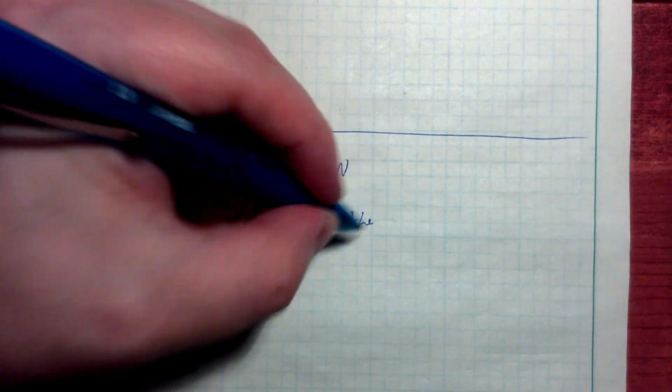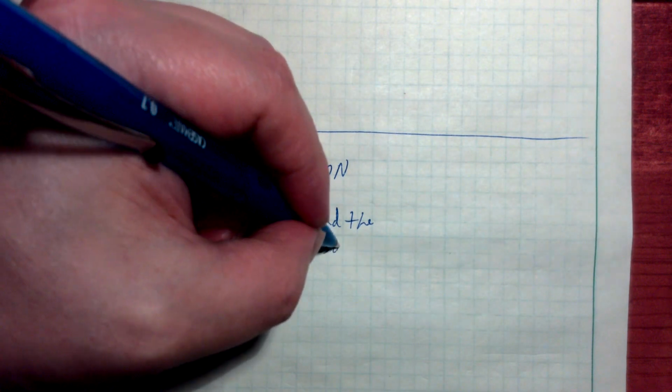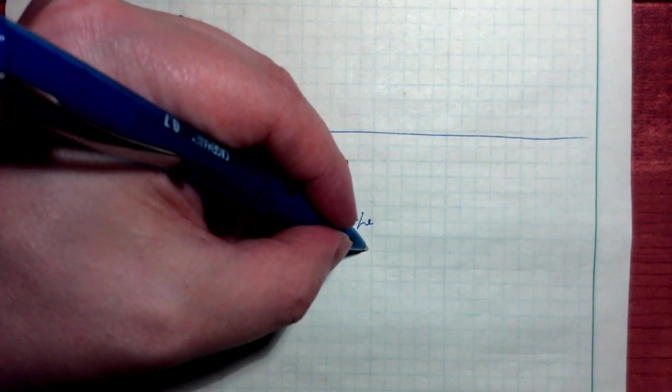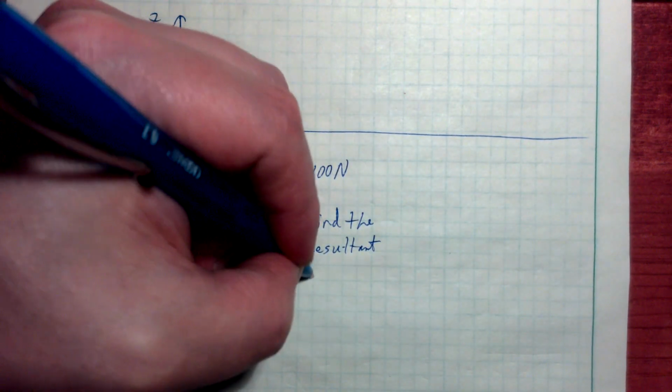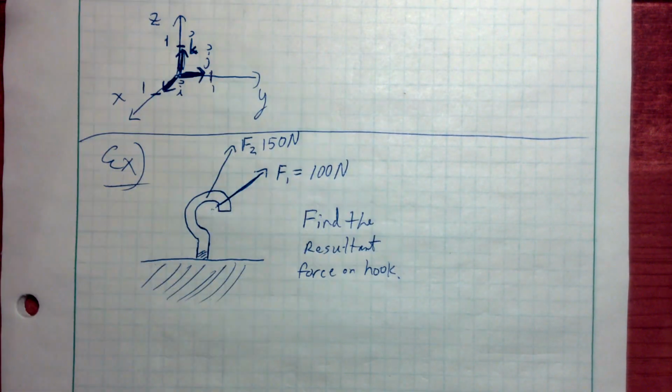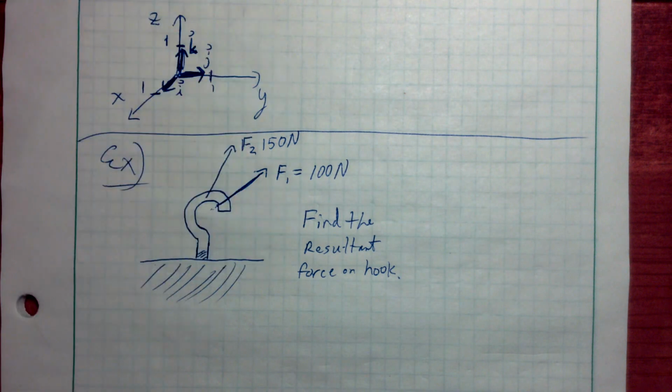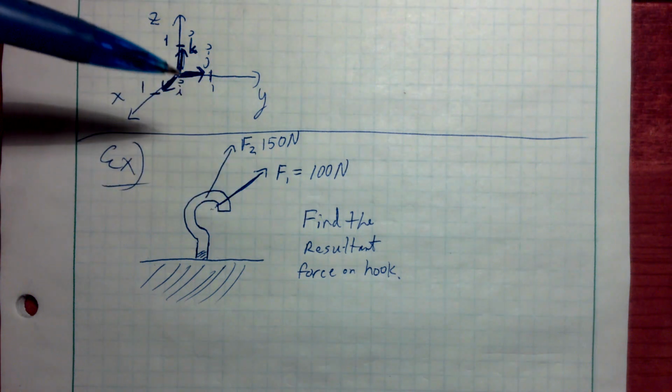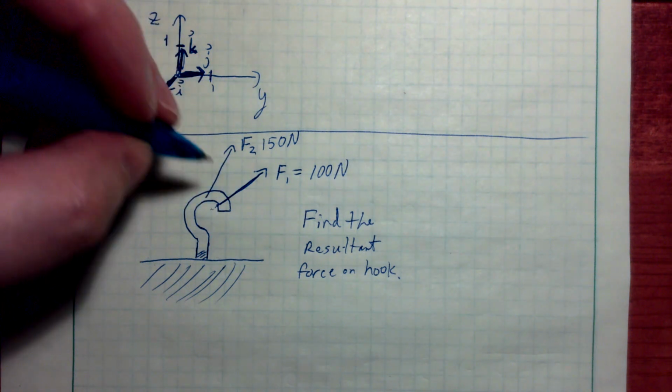Find the resultant force on the hook. That's all this problem's asking for. So that's all you would have to write, for me personally. And it's really more for you when you're doing this homework. You need to be able to go back and look at these and study and say, well, what the heck was this problem trying to do?